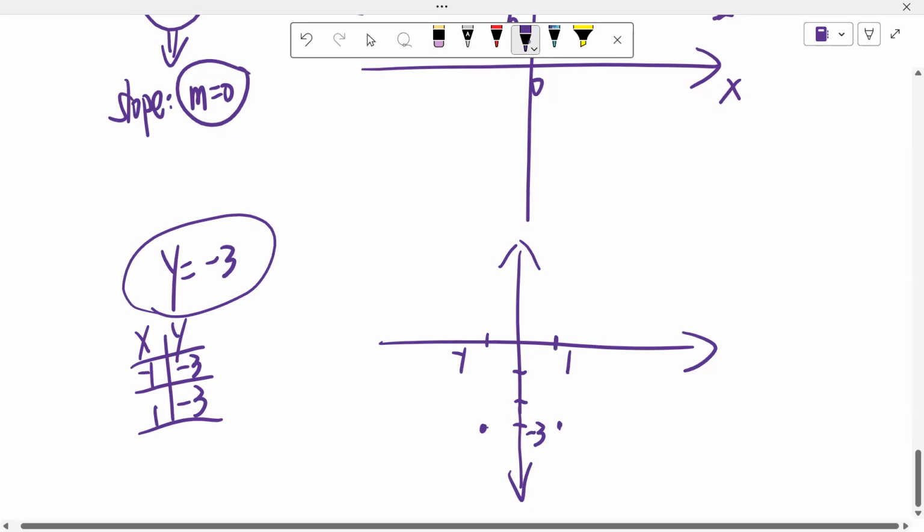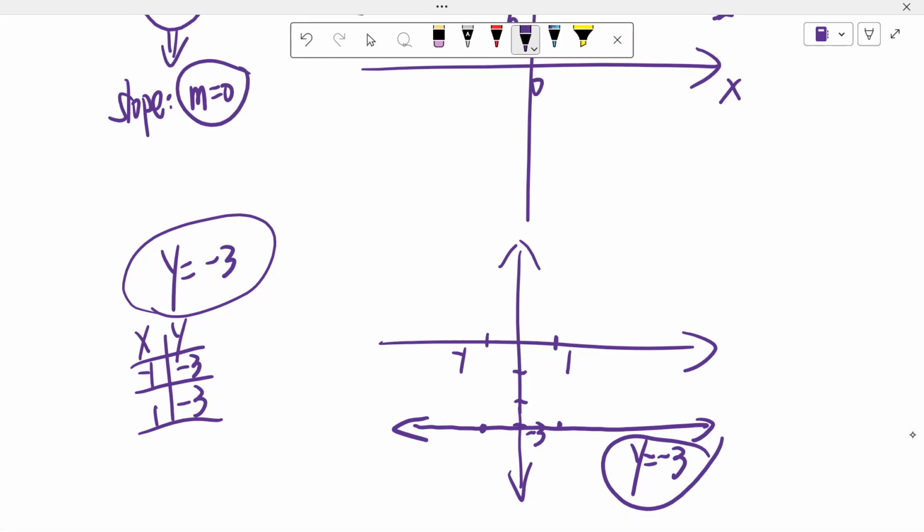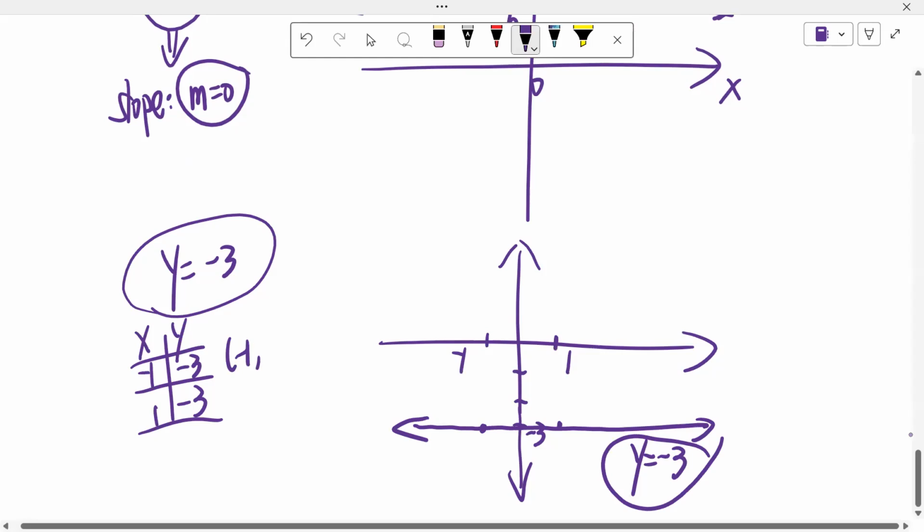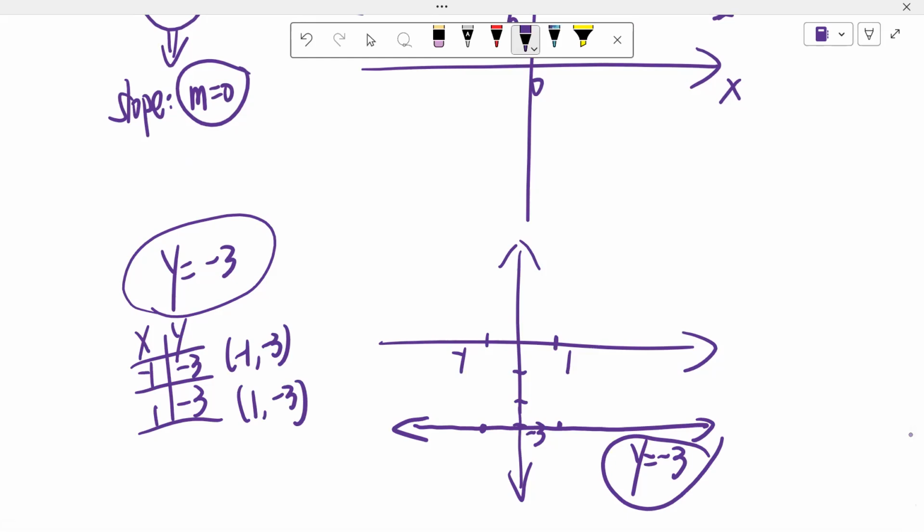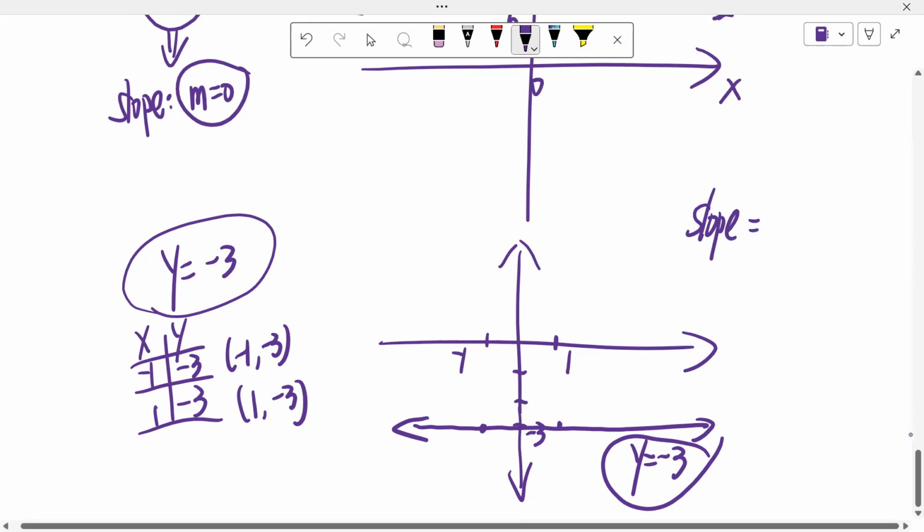Those 2 points, when you connect them and extend in both directions, you get a line, right? That's basically how you graph it. If you want to have 2 ordered pairs, just make sure the y value stays the same. And that's why the slope is equal to 0, because slope equals vertical change over horizontal change, right?